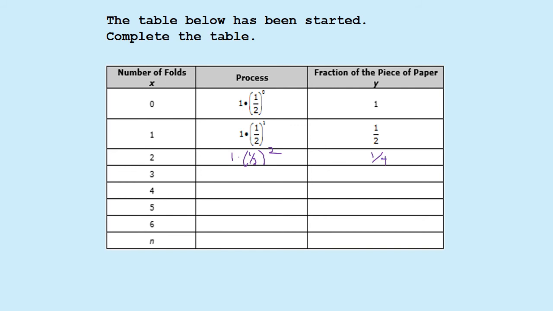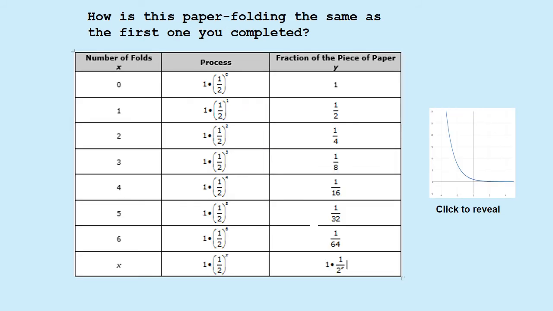Boy, it's tough to write with this. Okay, if I fill out this entire table, what I'm going to see is 1 times half is half, half times half is a fourth, times a half is an eighth, times a half is a 16th, times half is a 32nd, times half is 64th. You see where I'm getting at.